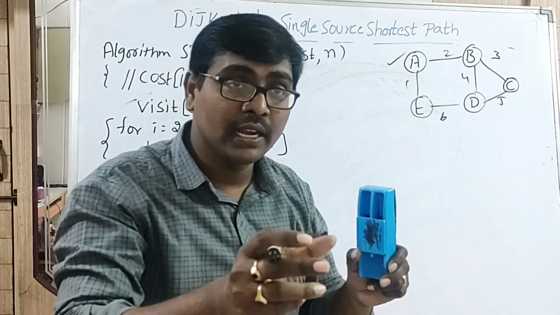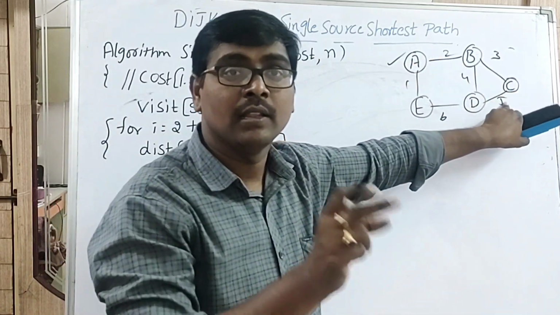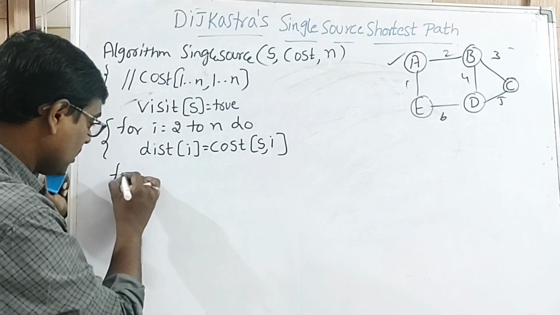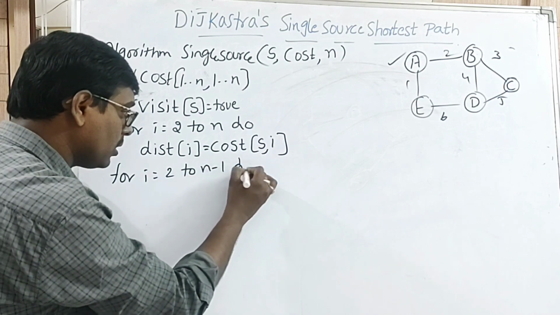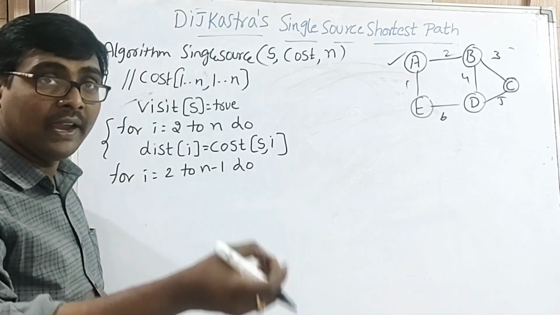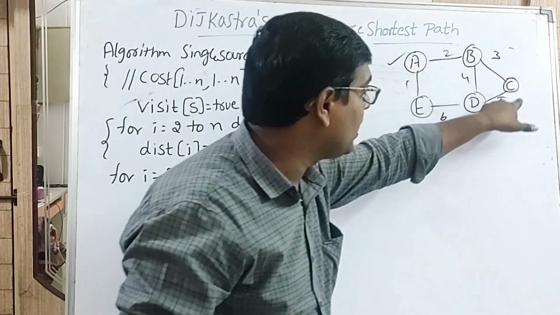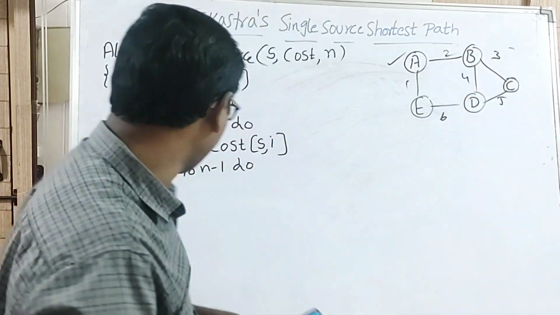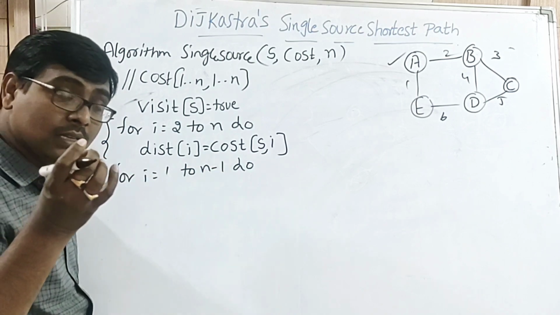If there is a direct edge, we are writing the value. If there is no direct edge, we are writing infinity. Now, my next step is for i equal to 2 to n minus 1. That means one vertex is fixed, and you have to find the remaining n minus 1 paths. We have to find total i equal to 1 to n minus 1 paths.